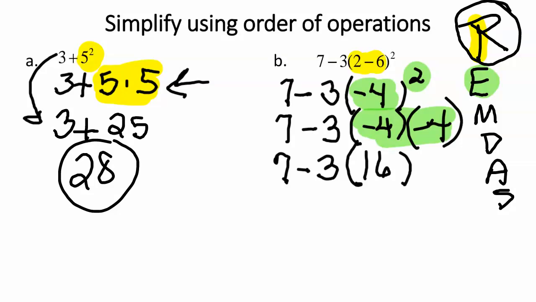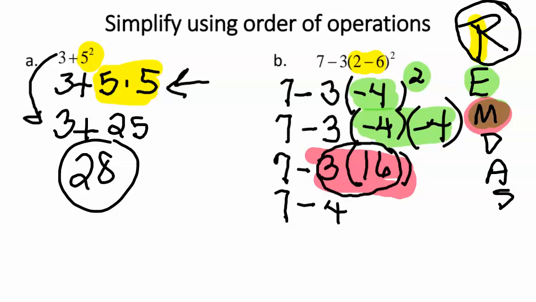Now, I have multiply or divide, but I have a multiply. That is these two numbers. This is 7 minus 3 times 16 is 48. Add or subtract comes last, which means that we are subtracting.